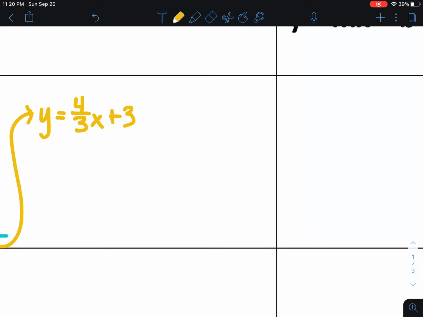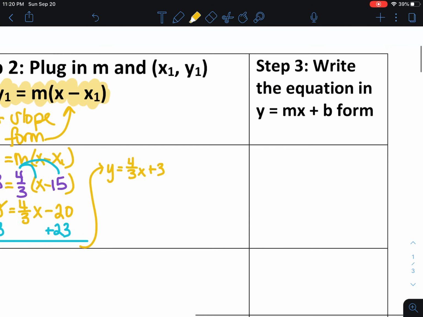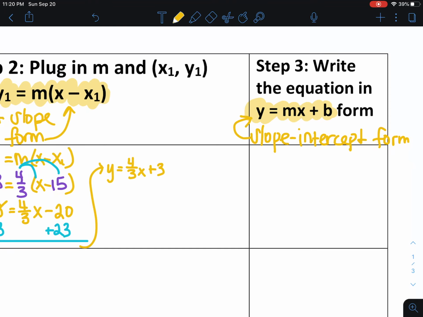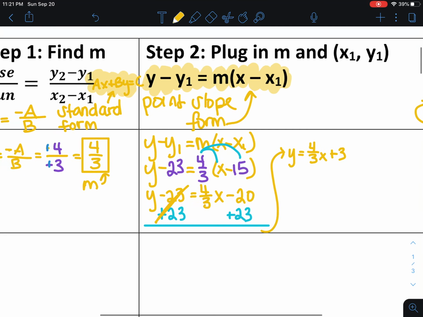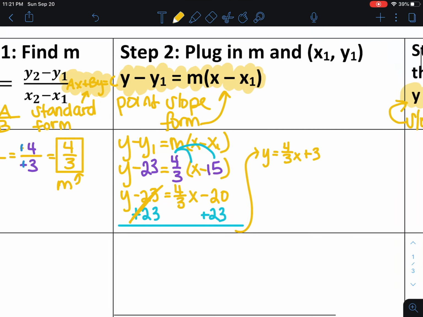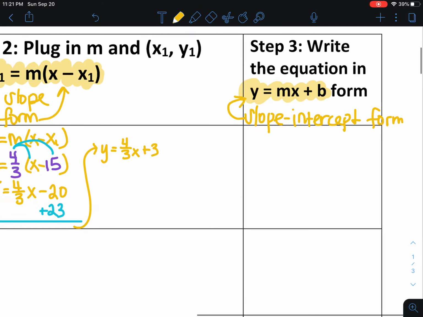So there we go. And what form is this? This is slope intercept form. Okay, so that's all 3 forms: slope intercept form, point slope form, excuse me, and standard form. All 3 forms of linear equations or equations of lines.